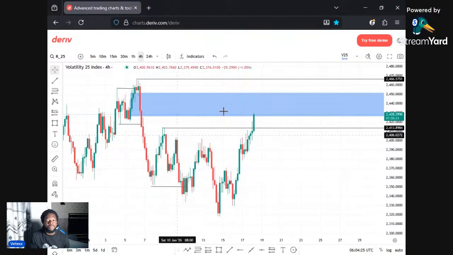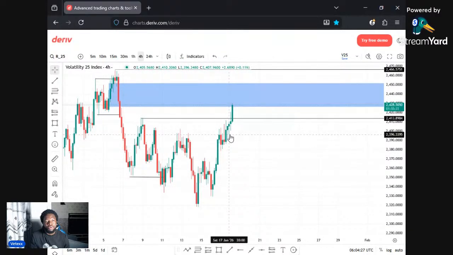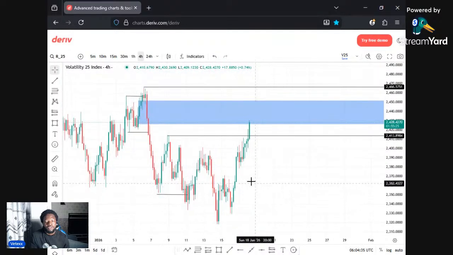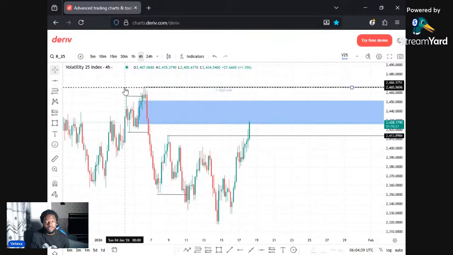So price has already tapped into the 4-hour POI zone. So now the next thing for us is to scale down to the 15 minutes time frame, and once you see price start rejecting, we look for continuation. So clearly you can see this is the starting point, and price needs to turn back to come back to this finish point.